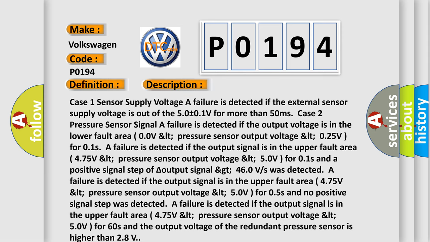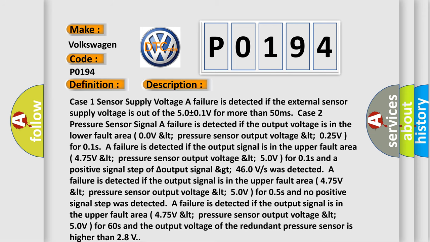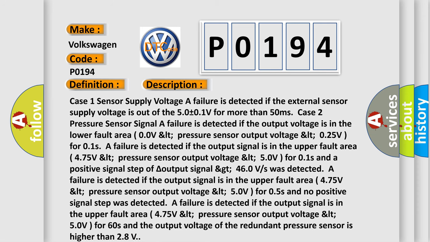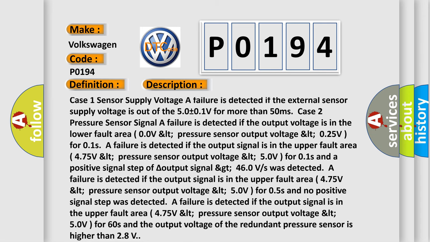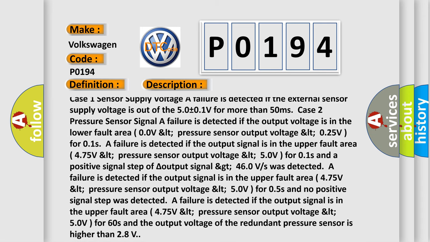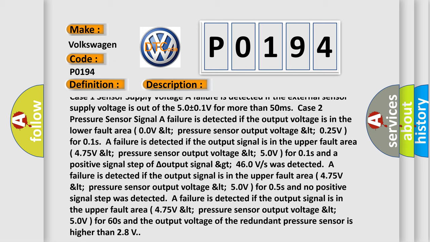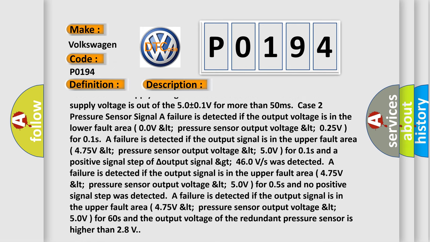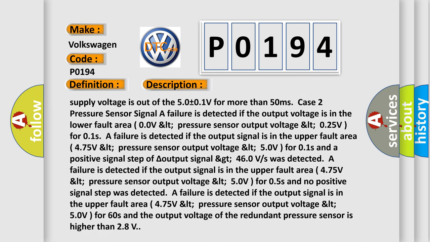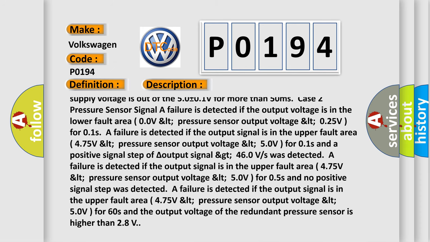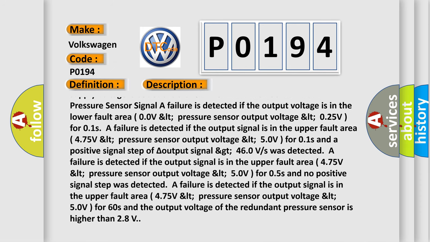Case 1, sensor supply voltage: a failure is detected if the external sensor supply voltage is out of the 5.0 ± 0.1 V range for more than 50 milliseconds. Case 2, pressure sensor signal: a failure is detected if the output voltage is in the lower fault area, pressure sensor output voltage LT 0.25 V for 0.1 s.